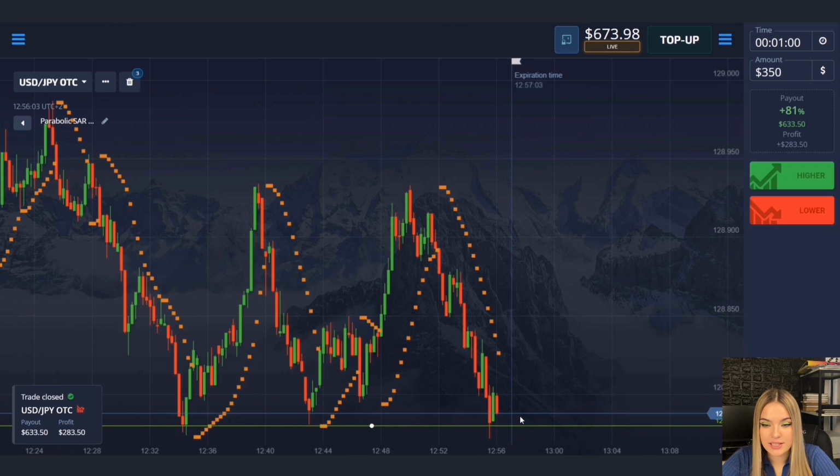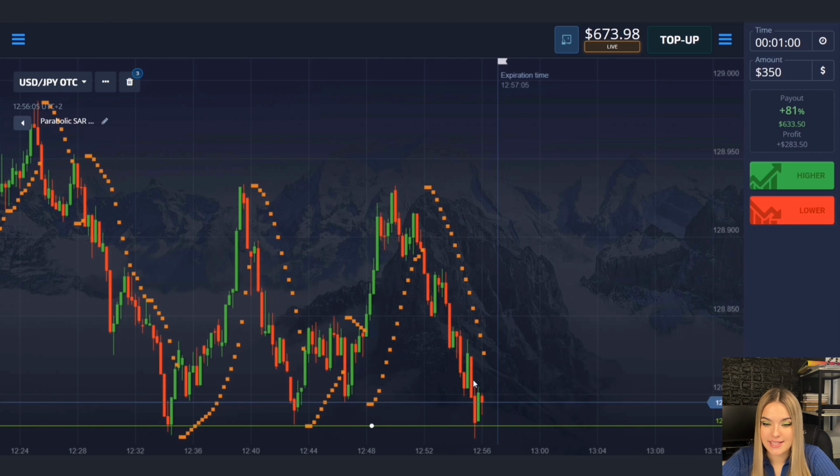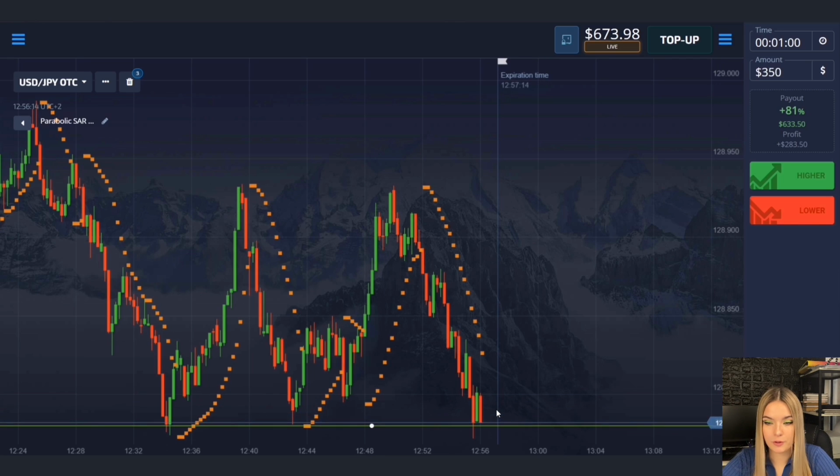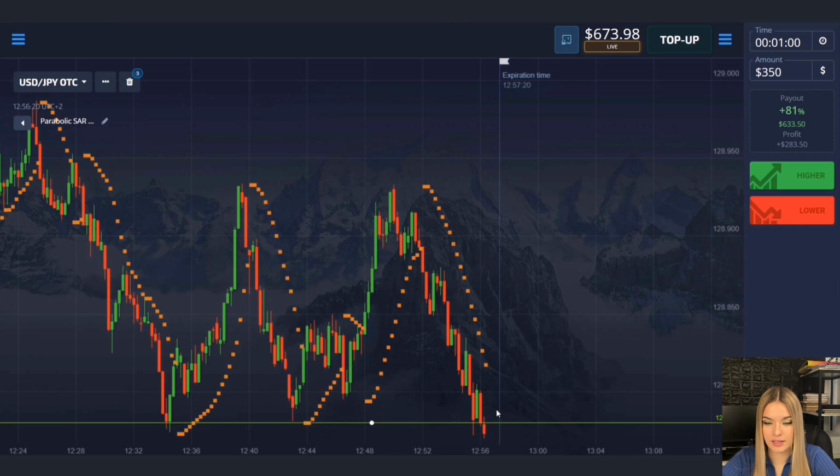Great friends, after a slight pullback up, the downward movement has continued and we managed to close our deal in profit. 1 minute was just enough for us. Also, this indicator again suggested a good entry point and helped us to determine the further price movement. The price has a really good potential for a decrease. Everything is going great. Let's continue to consider the following market situation.